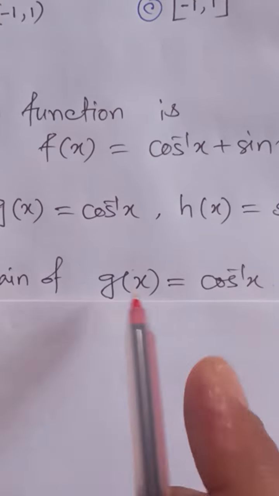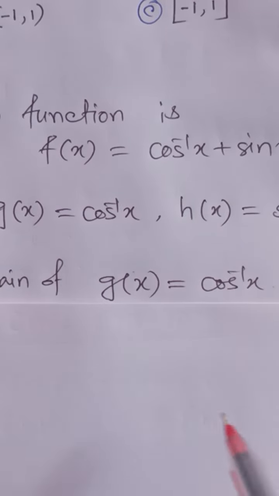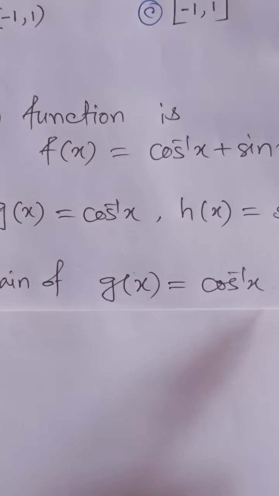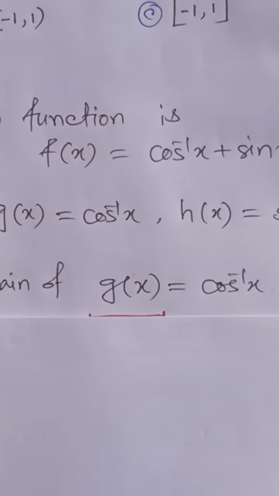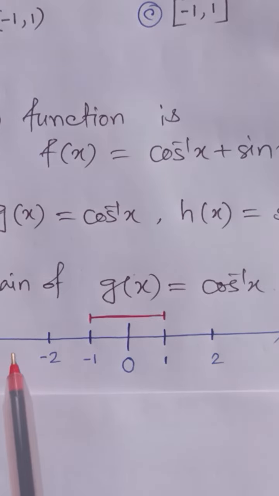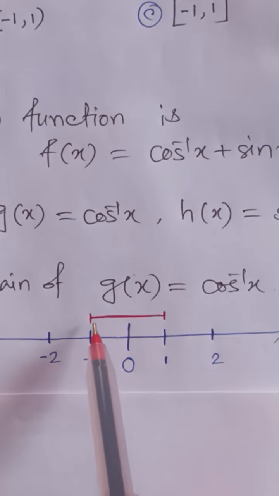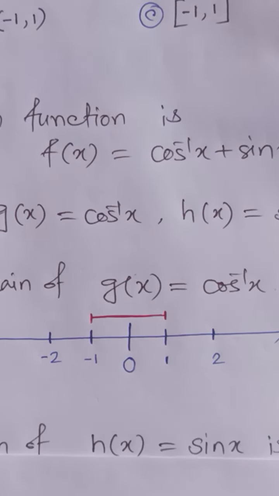This is the well-known function, g of x is cos inverse x. Cos inverse x is a very well-known function. The domain of cos inverse x is the closed interval -1 to 1. This is the domain of g of x, that is cos inverse x. Geometrically, on the real number line, the domain is the closed interval -1 to 1.